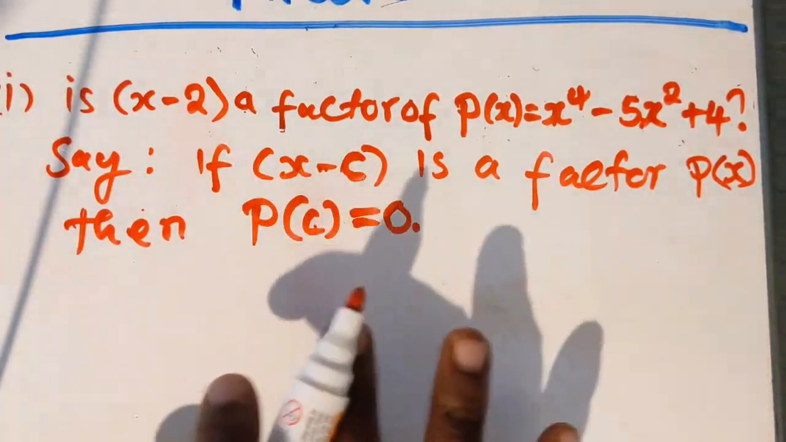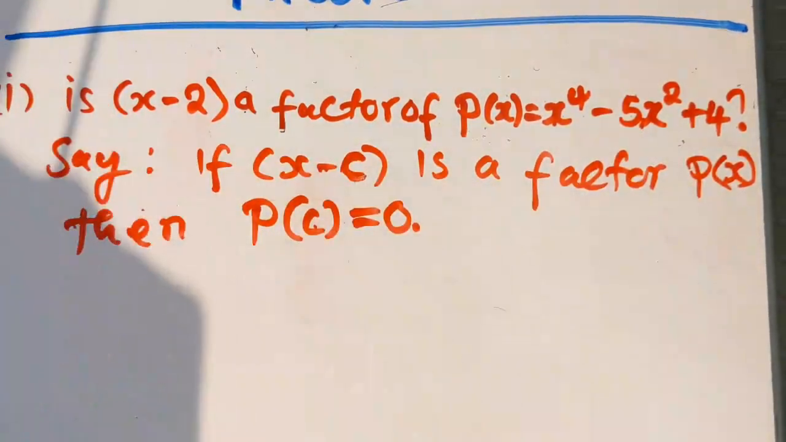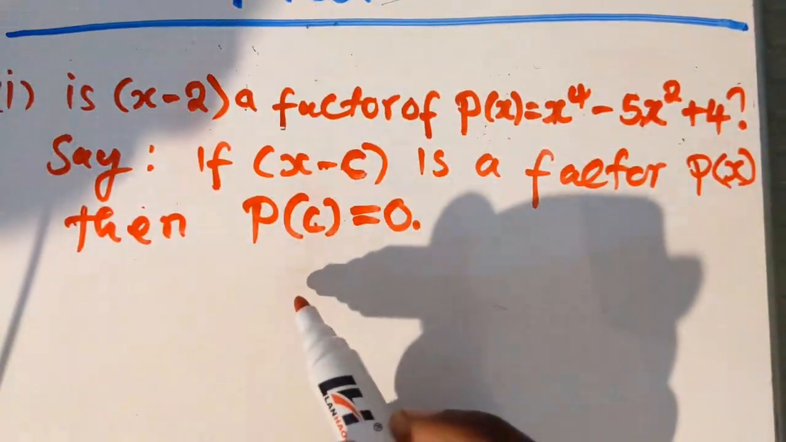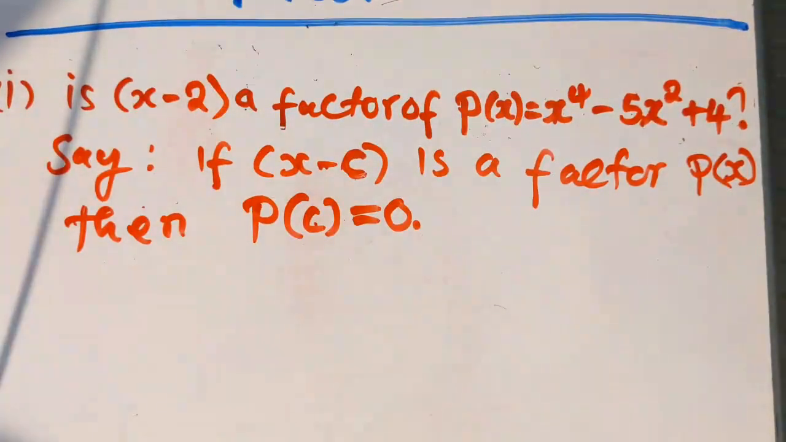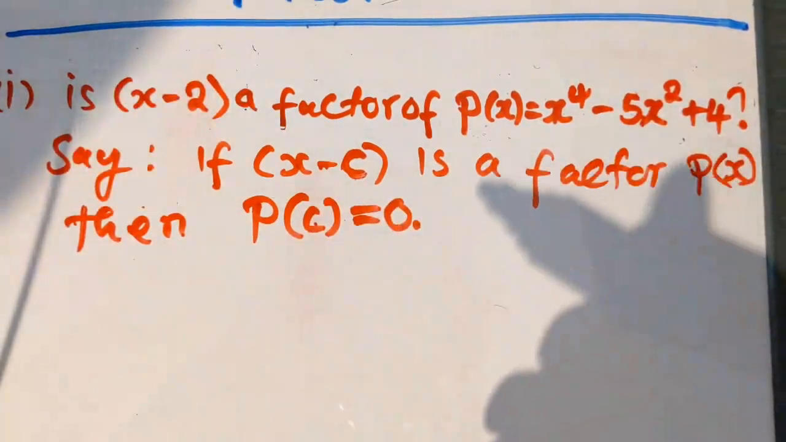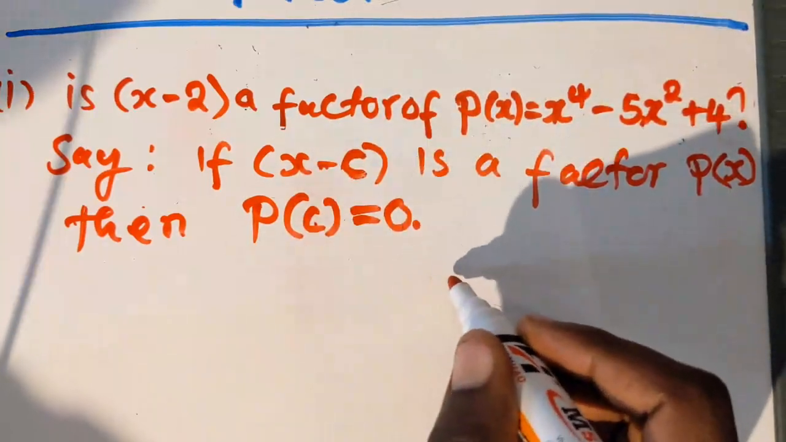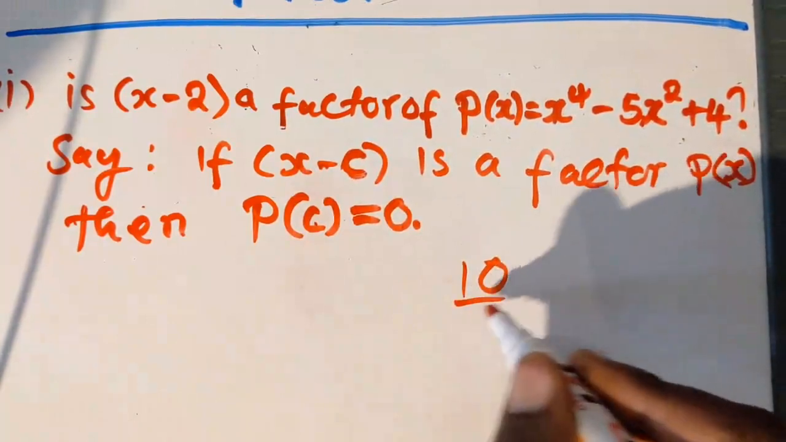So this is the concept of the factor theorem. A factor is a number that you can divide into something without giving you a remainder, so the remainder is 0. You can divide any number into, let's say for instance you have 10, 10 divided by what?